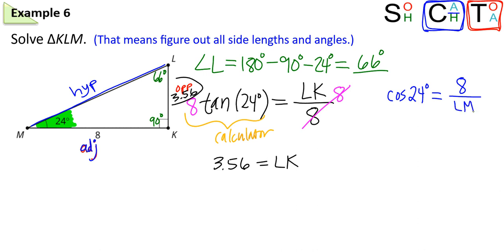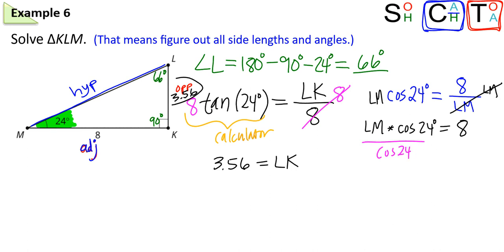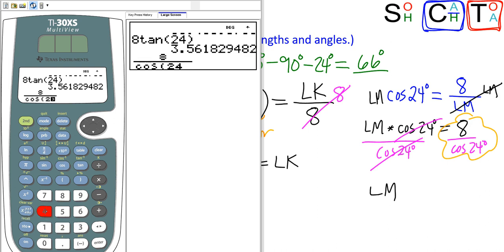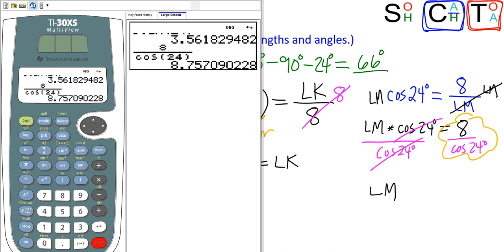You could put an X or a Y if you liked it better. So we're trying to find the length of LM, so I'm going to multiply both sides by LM. So now I have LM multiplied by the cosine of 24 degrees is equal to 8. And to finish solving that, I'm going to divide by cosine 24. And we can use our calculator to calculate that. We need to type in our calculator 8 divided by cosine 24. And we find that it is 8.76.